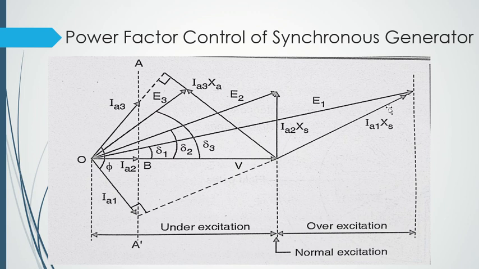Before going to constant load, this condition which I've just shown you, where we have IA1 XS well ahead of my load voltage, is called the over excitation condition. Okay, this condition is called over excitation condition. Now let's move to the case where we have constant load, and IA1 cos phi we are keeping constant.